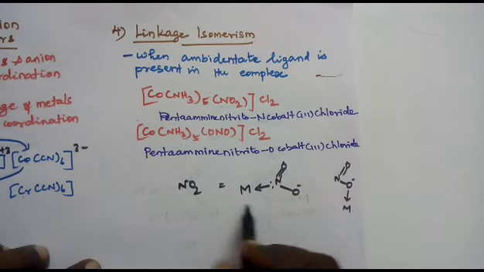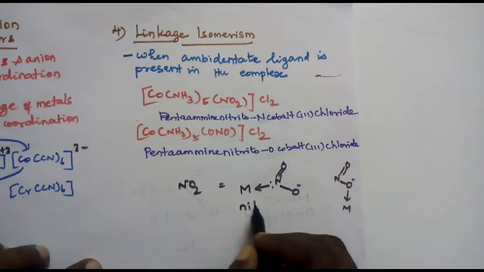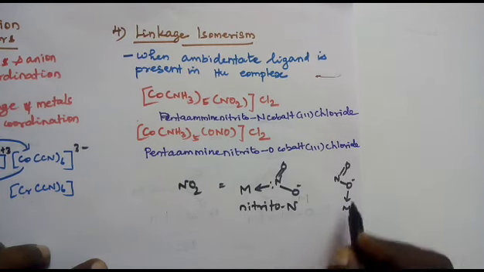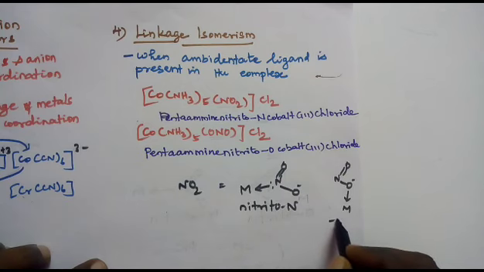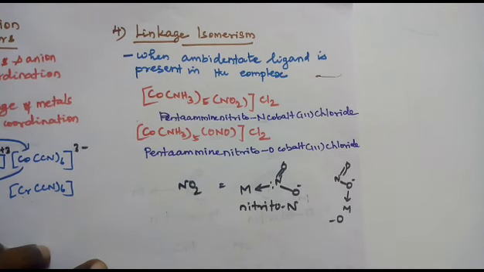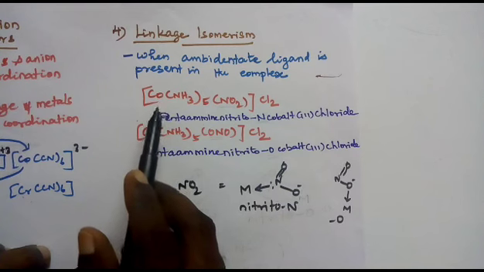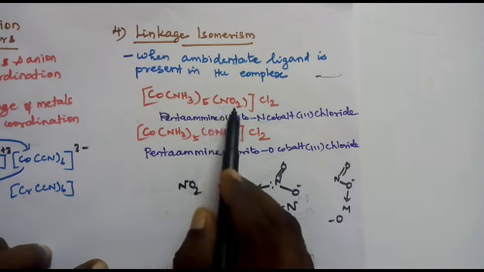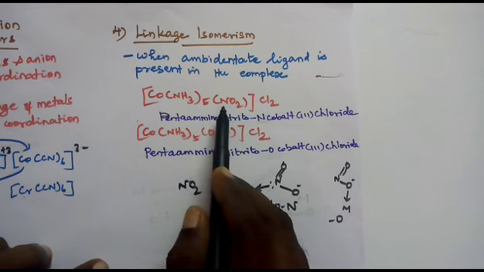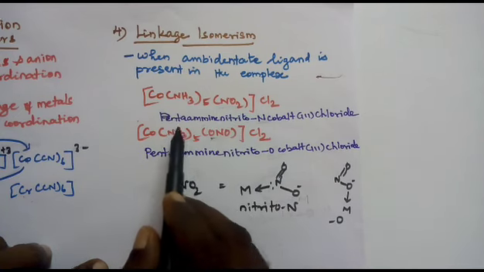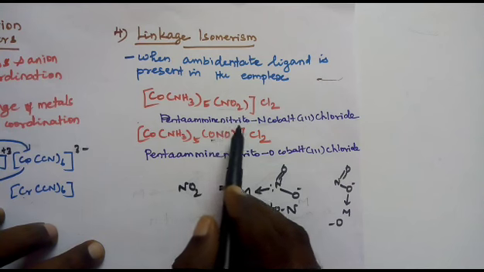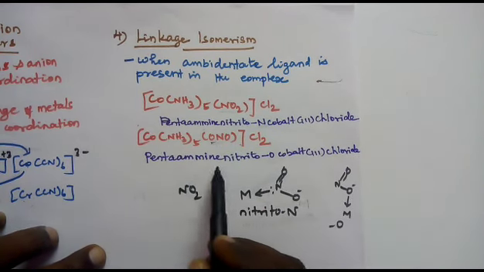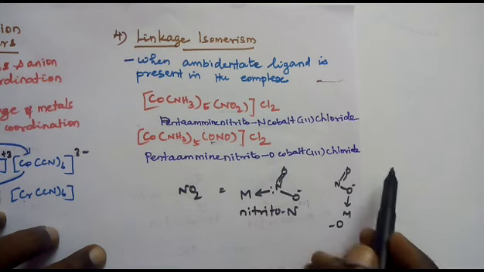So in this case, it can be written as nitrito N. Here it is written as nitrito O. Look at this complex. Here nitrito coordinates through nitrogen, here through oxygen. That is why this is pentaamine nitrito N cobalt 3 chloride. Here it is pentaamine nitrito O cobalt 3 chloride.